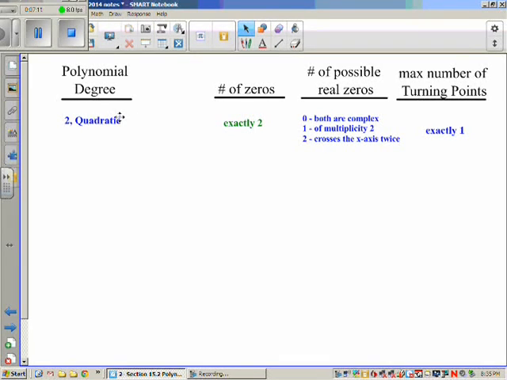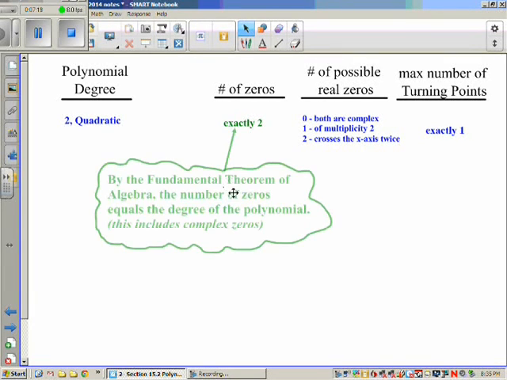So if we were to look at what we've just seen here in a table form, a polynomial of degree 2, and we're going to be building this as we go through the lecture, called a quadratic, is going to have 2 zeros exactly, and if we remember, that's from the fundamental theorem of algebra, that the number of zeros equals the degree, the highest exponent of the polynomial.